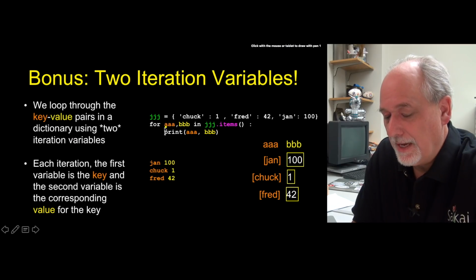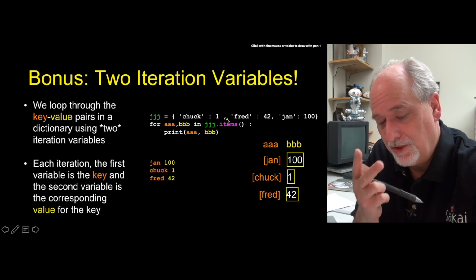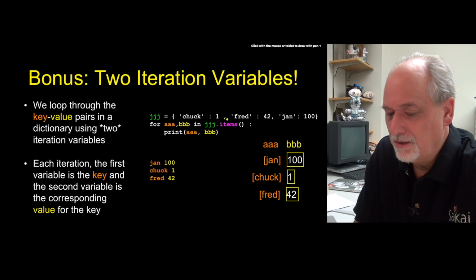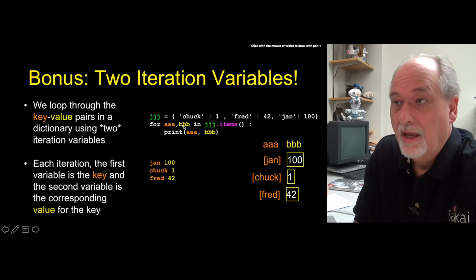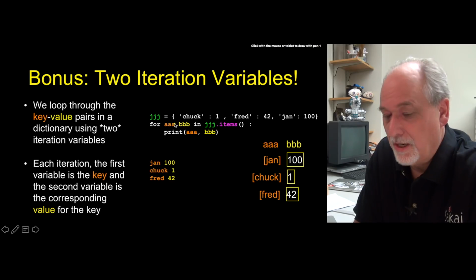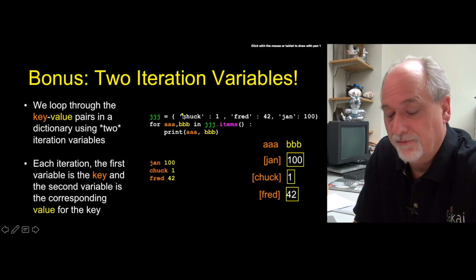What we can do is, this items gives us back each item in the list with a key and a value, and we can actually take two iteration variables. For a, b, this is two iteration variables. And if you're coming from another programming language, this is super cool, and it's a Python-only feature. I have never seen another language that's capable of doing something this simple and that elegantly.